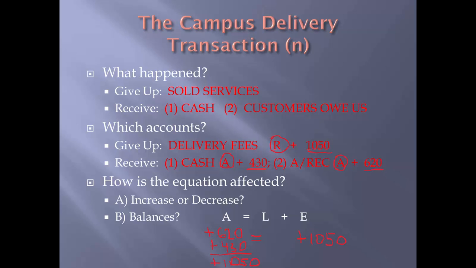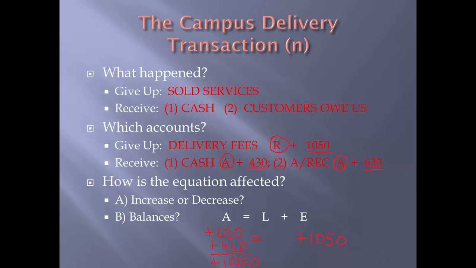In transaction N, here is another three-parter, another compound entry. This time we're receiving two things and giving up one thing. But the value of the two things that we received still equals the value of the one thing that we're giving up. So what are we receiving? The business is receiving some cash. The business is receiving some customers owe us. What is the business giving up? It's performing services. We're going to use our keyword, sold services.